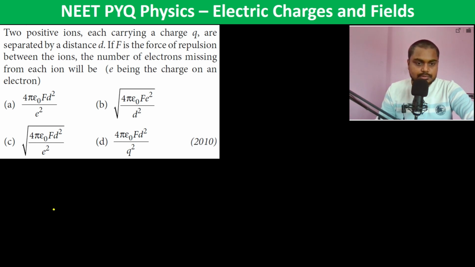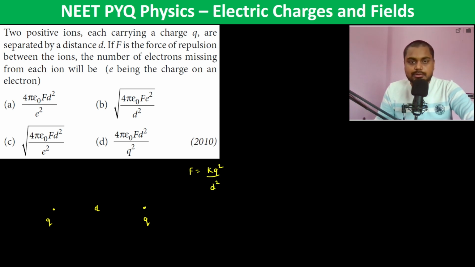Two positive ions each carrying charge q are separated by distance d. Okay, each carrying a charge q, both have charge q, separated by a distance d. If F is the force of repulsion between the ions, then F will be k q square by d square.